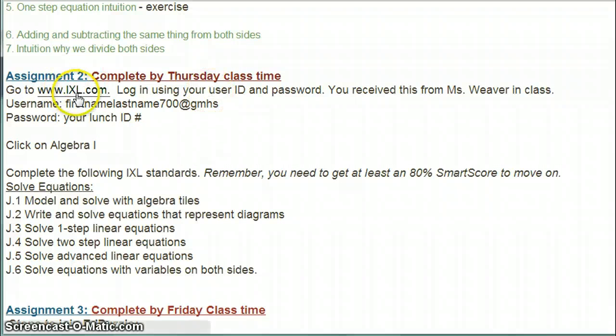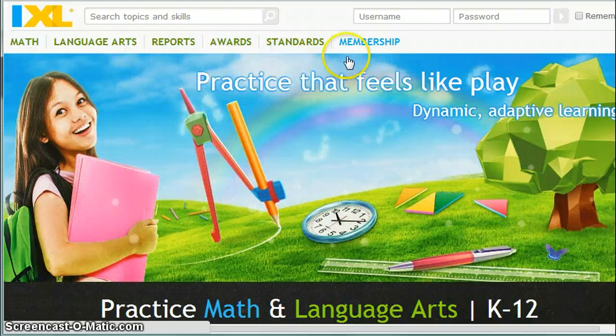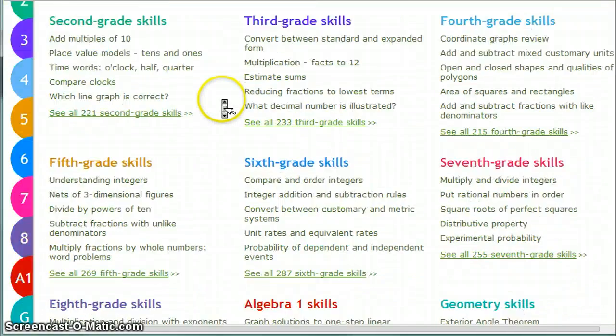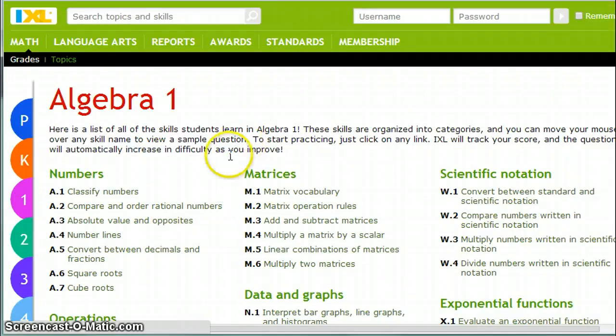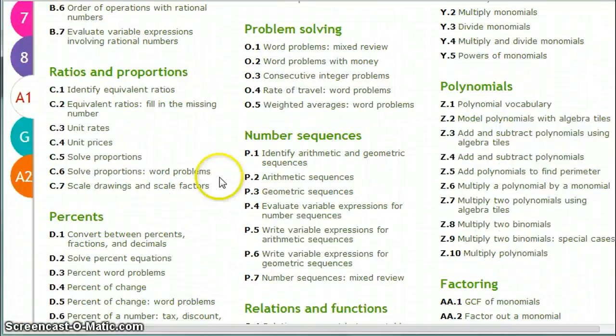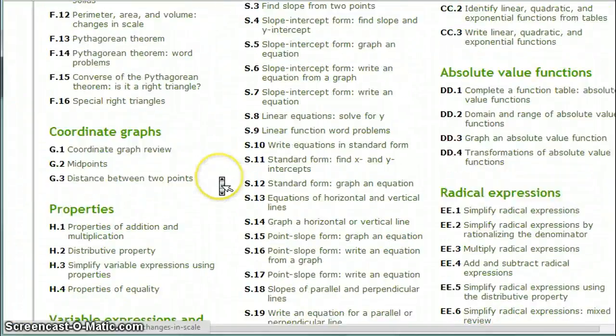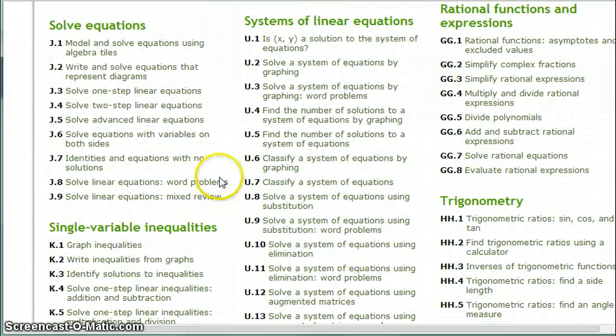Assignment 2 is to use their IXL account. They will receive their username and password in class. They would log in up here. Just to give a brief overview of what this looks like, I'm going to click on the math, go down to Algebra 1, and my students were assigned the J standards. So if we go down to the J standards, we have solving equations.